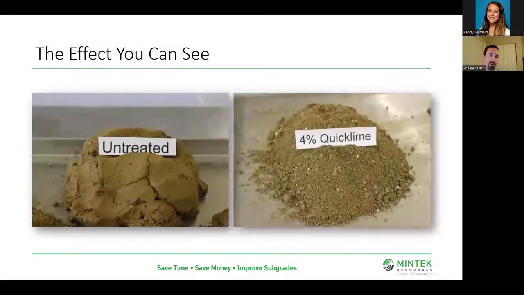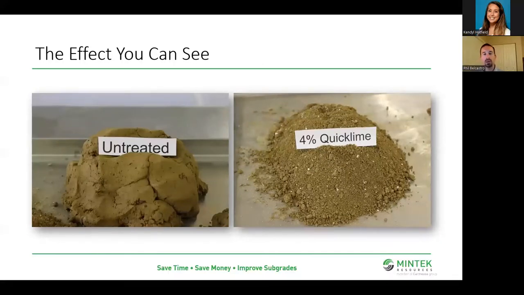But now we've treated with our 4% quicklime in the lab. You can see the molecular flocculation. It's there. You can see the individual grains on the screen. Pretty cool. And this happens pretty much immediately. So in the lab, that was just a couple minutes. Out there in the field, really about 4 hours is what we say.